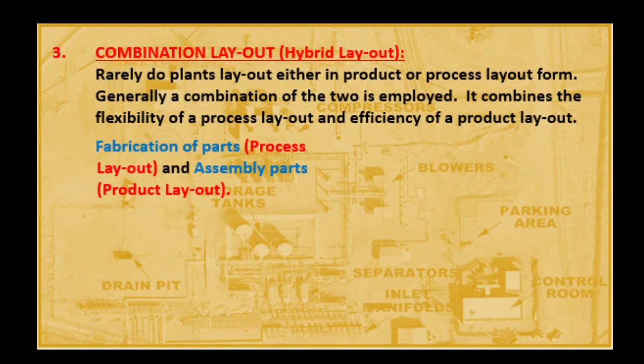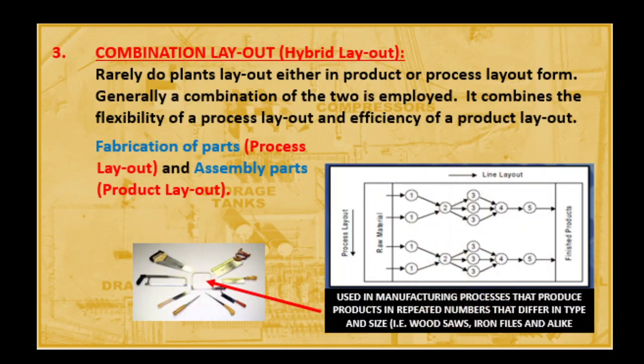So, third kind of layout yung tinutukoy nating combination layout. So, ang combination layout is considered to be a hybrid layout. So, as the name implies, this is actually a combination between two kinds of layout, that of the process layout as well as the product layout. So, rarely do plants layout either in product or process layout form. So, specifically, most of the plants either make use of a combination or hybrid layout. So this one combines the flexibility of a process layout as well as the efficiency of a product layout.